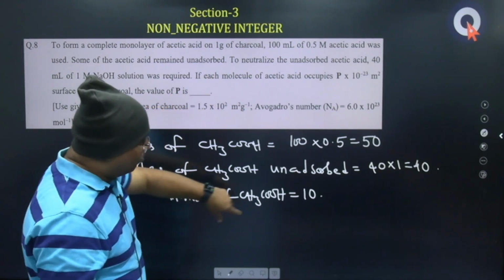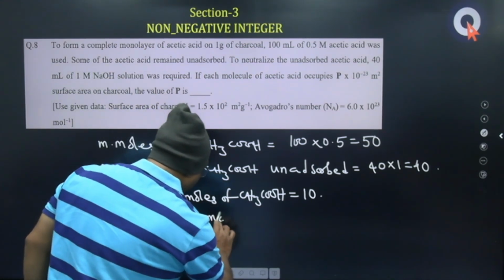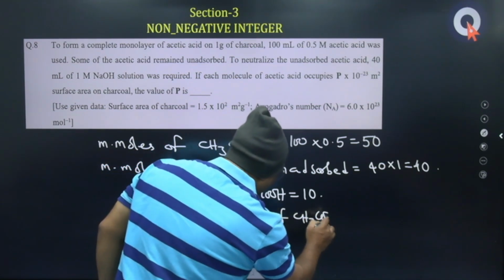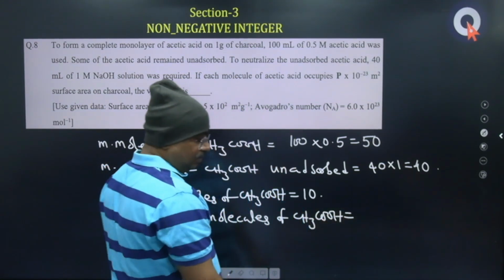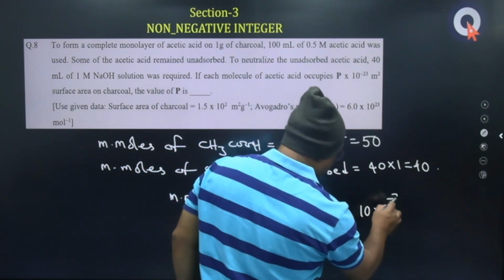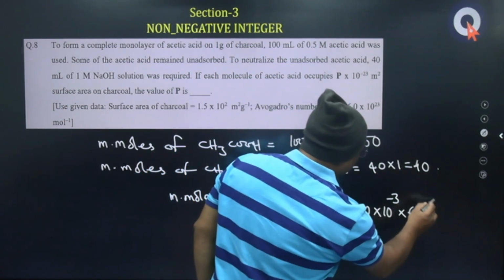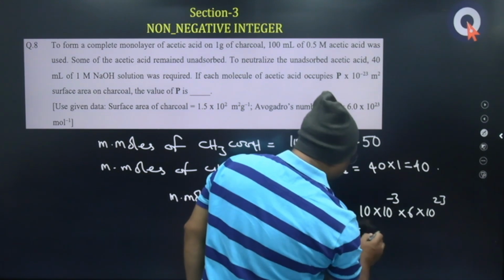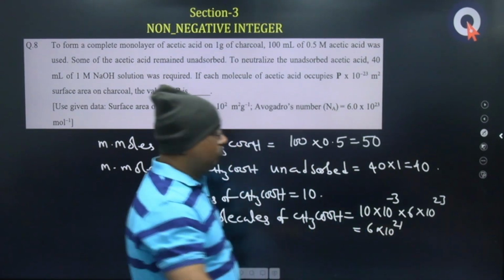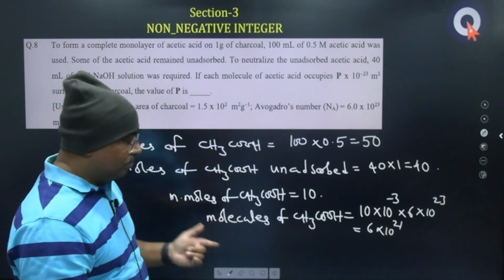But the number of millimoles we observed is this much. So let us say how many molecules are there. So let us say molecules of acetic acid, because for each molecule you have to calculate. So let us see the total number of molecules which are adsorbed. That is 10 millimoles into 10 to the power of minus 3 moles into Avogadro number 6 into 10 to the power of 23. So it is nothing but again 6 into 10 to the power of 21. This many molecules are adsorbed.